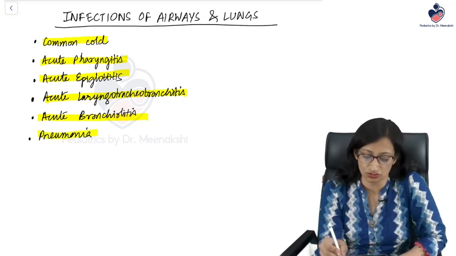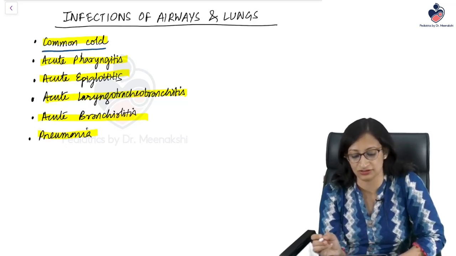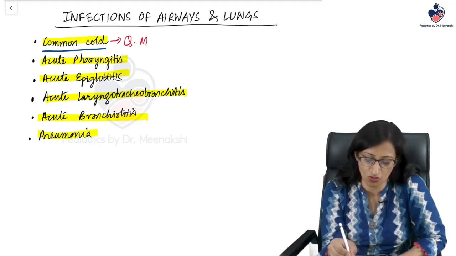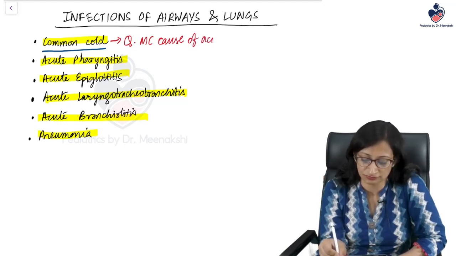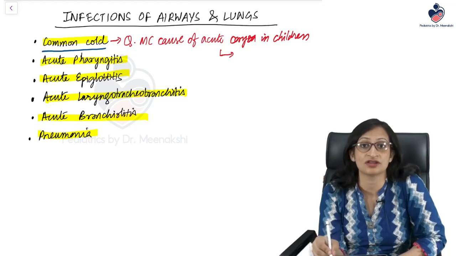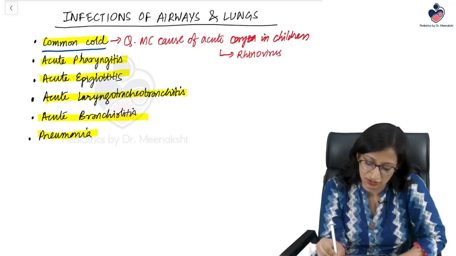So common cold that children often suffer from is usually a viral illness. The only important question that comes from it is, what is the most common cause of acute coryza or common cold in children? So what is the answer? It is rhinovirus. Okay. So the most common cause of acute coryza or common cold in children is rhinovirus. Very, very important.